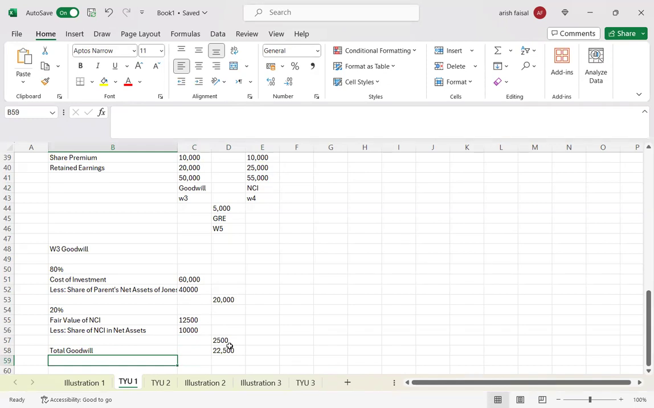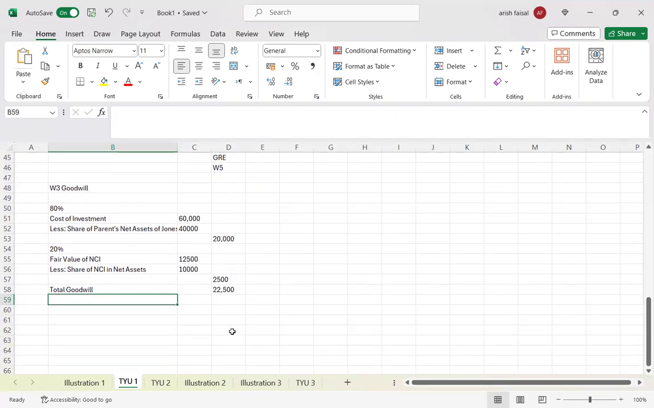22,500. Okay. Like how I have done the working in this, I have divided the goodwill calculation between the controlling part and the non-controlling part. So if the question asks you for the proportionate method, your working will end at 20K. But in case they have asked you for the full value method, then you need to add another step, which is to find out the goodwill of the NCI, that 20 percentage, and you will add them together and you will get the total goodwill.